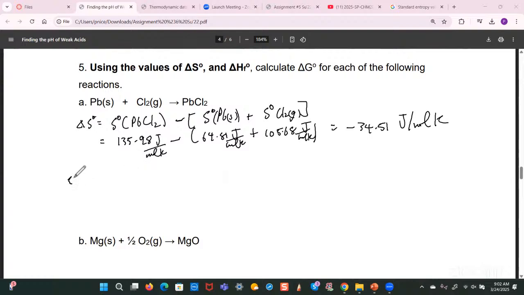And then now we do the same thing for delta H standard, which would be the enthalpy standard of PbCl2, which again I have to look up because it's not in the table, minus the enthalpy standard of Pb solid, plus the enthalpy standard of Cl2.